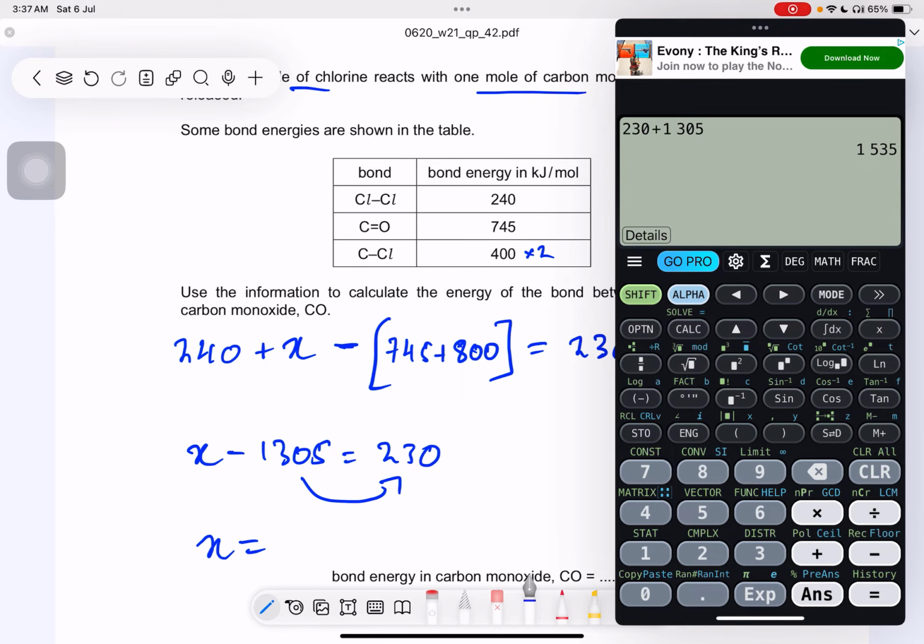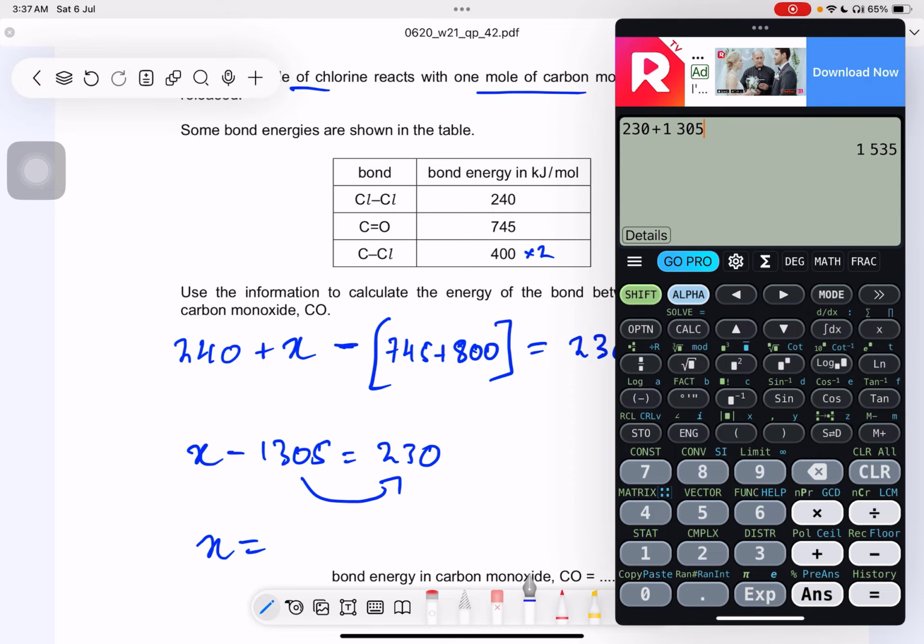1535 is the bond energy, apparently. So let's go through it again.